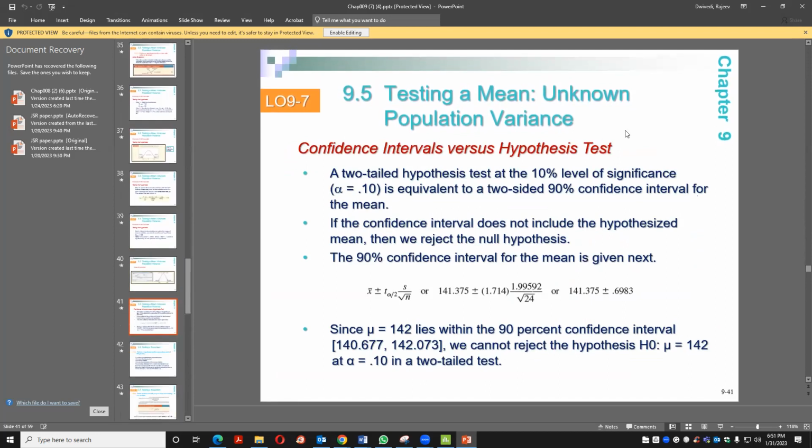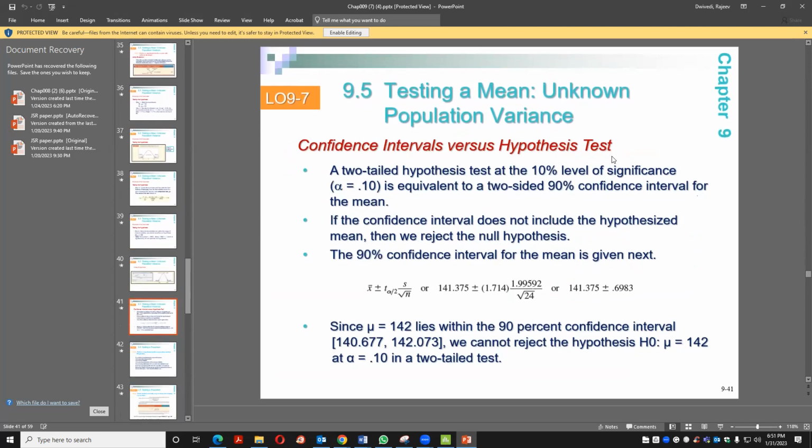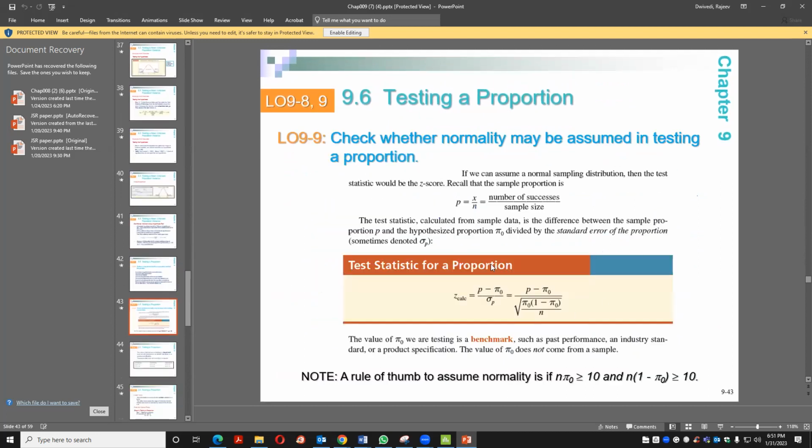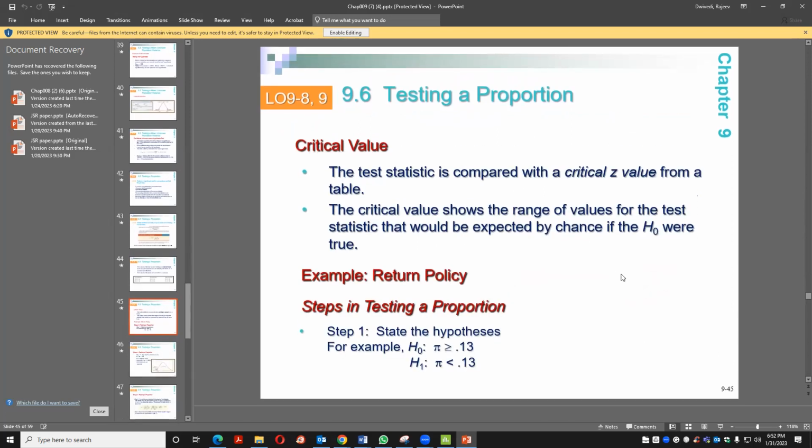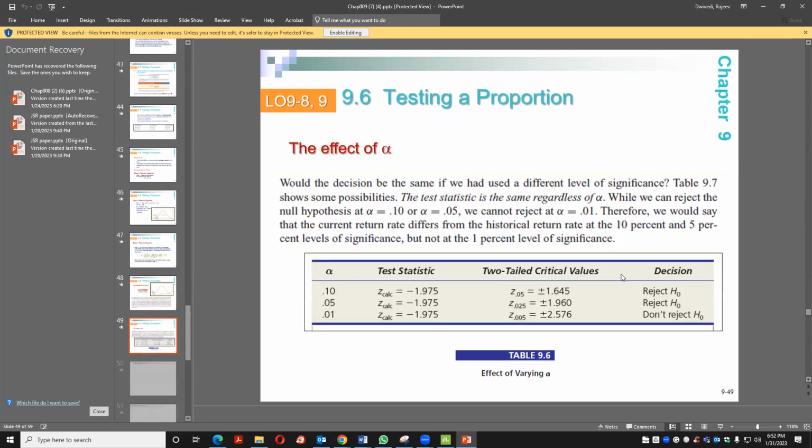So confidence intervals versus hypothesis testing, you can clearly see. Testing a proportion, I just explained this. Remember when we use normality? This is the condition that we learned in previous chapters: n pi is greater than or equal to 10, and n(1 minus pi) is also greater than or equal to 10. If this condition is fulfilled, then you can use the normal approximation, otherwise use the exact calculation. And for pi, same thing.